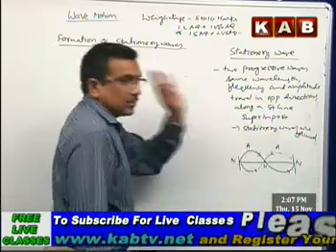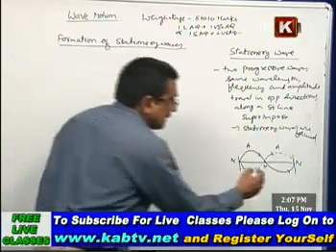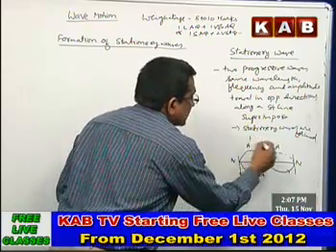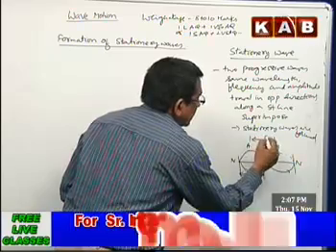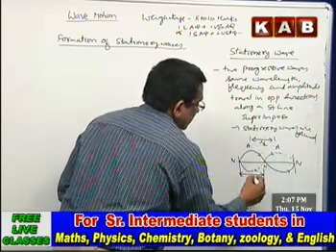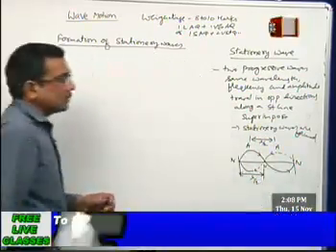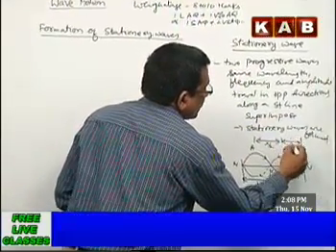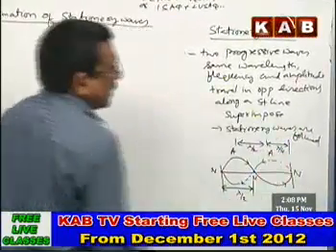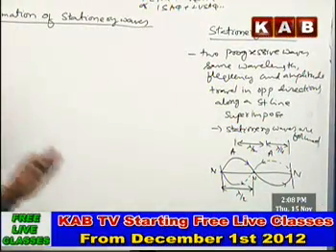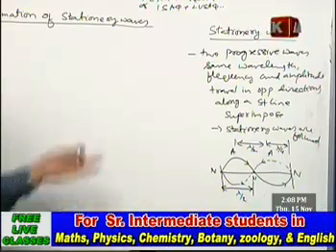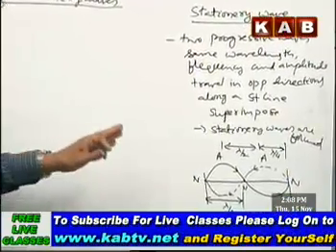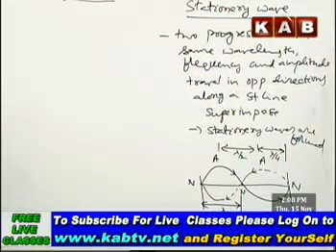Where the displacement is minimum, they are called nodes. The distance between 2 successive nodes, or two successive antinodes, is half the wavelength of the progressive wave, lambda by 2. And the distance between a successive antinode and node is half of this, that is lambda by 4. This is what a stationary wave is, and we have to discuss how these are formed in strings and pipes. This is the basic information regarding stationary waves.